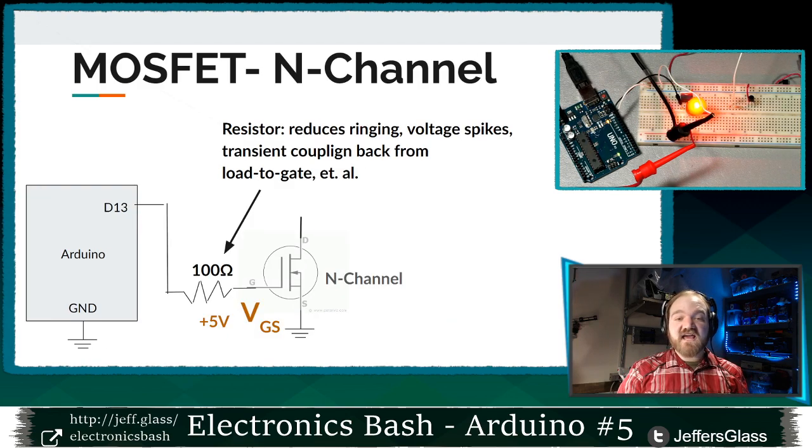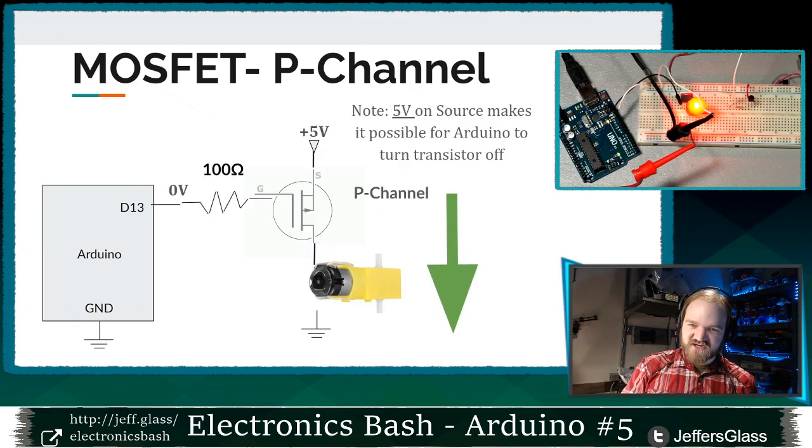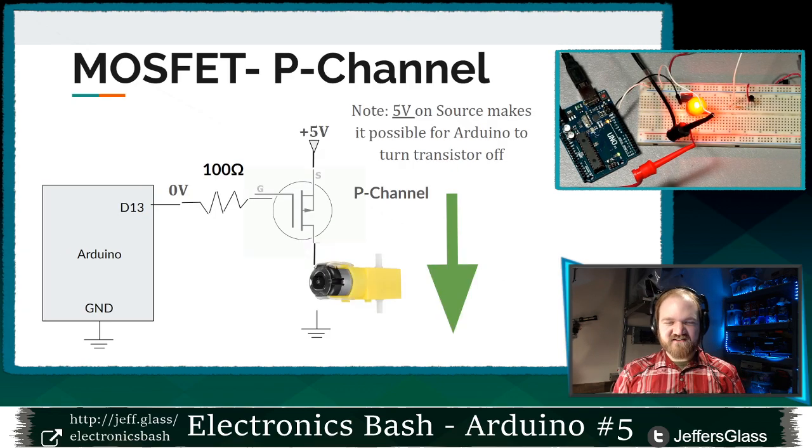So much like PNP transistors are the counterpart of NPN transistors, the counterpart of N-channel MOSFETs is a P-channel MOSFET. And as you can expect, it works just like a PNP transistor in terms of where you'd wire it into a circuit.